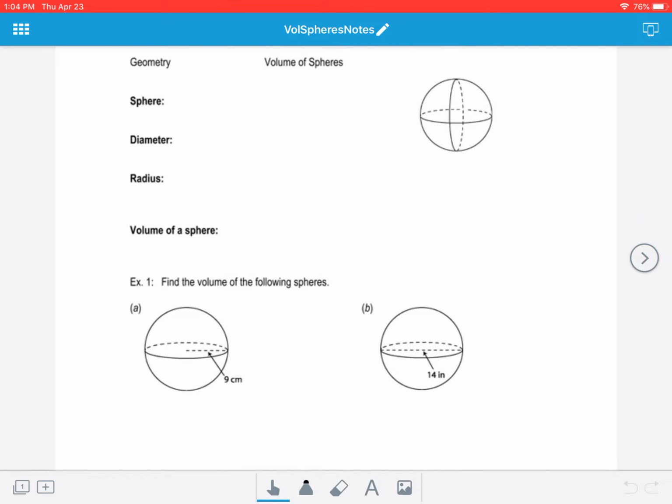Welcome back and welcome to your last set of volume notes. We're going to be doing the volume of spheres today.